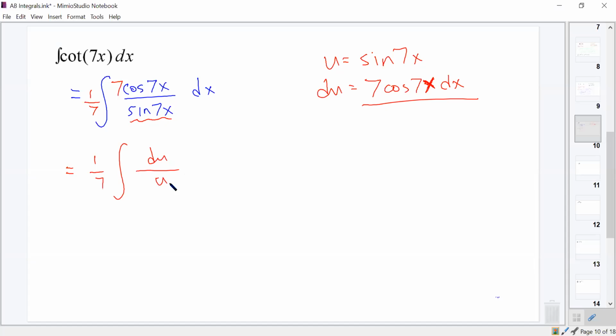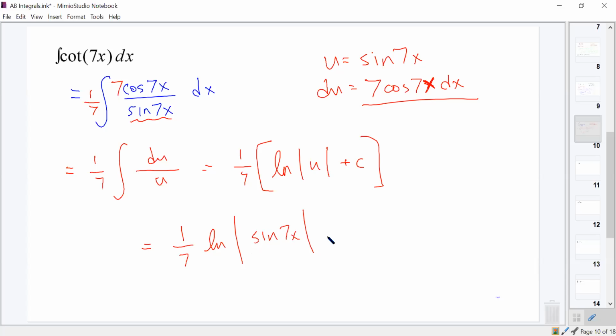And on your sheet, you should have an integral of du over u. What's the integral of du over u? All right, you guys got to get these memorized. The integral of du over u is natural log absolute value of u plus a constant. And so that gives us 1/7 the natural log of the absolute value of sine 7x plus a constant.